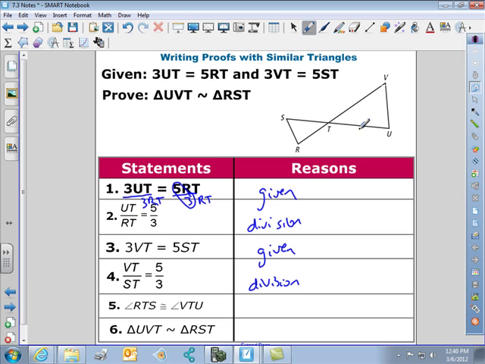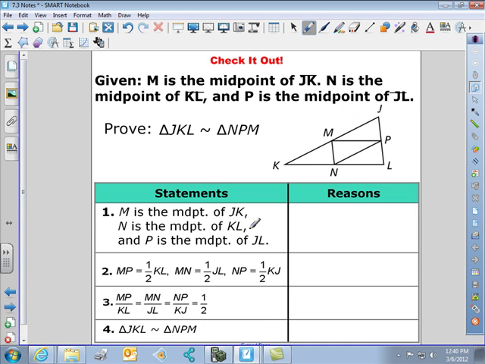UT is to RT as VT is to ST. We know that this angle RTS is congruent to this angle. Why is that? Very good. Vertical angle theorem. And what we've just proven, we said something about these two sides, and the angle in between, so that would be the side-angle-side for similarity. We can just say side-angle-side. Okay?